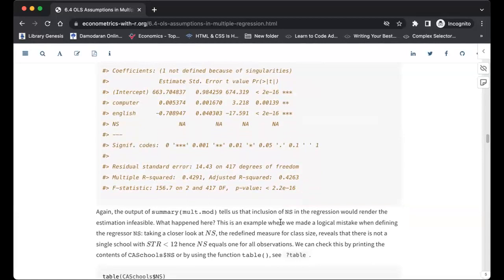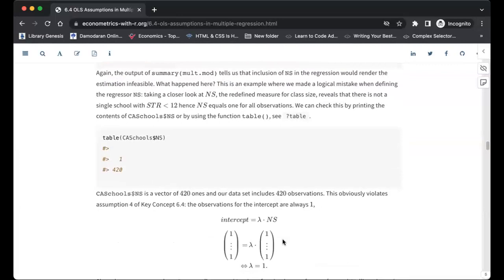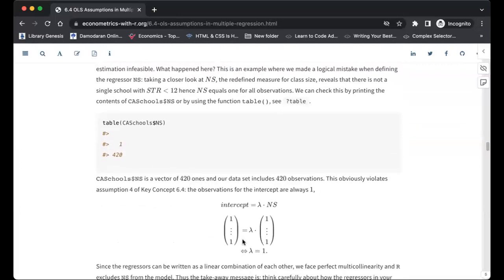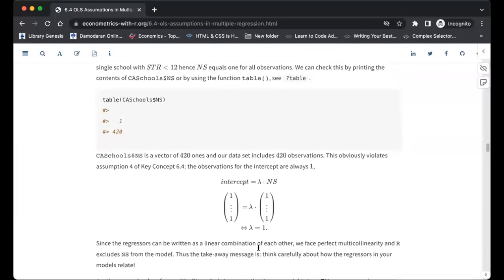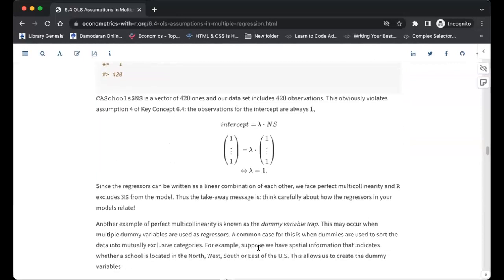So this is an example where we made a logical mistake when defining the regressor NS. Taking a closer look at NS, the redefined measure of class size revealed that there is not a single school with a student-teacher ratio less than 12. So NS is 1 for all the observations, which means the intercept equals lambda times NS, where lambda equals 1. So we have another case of a dummy variable trap.